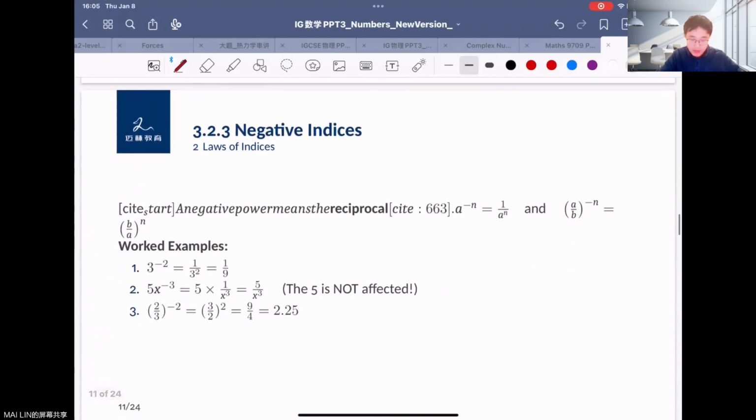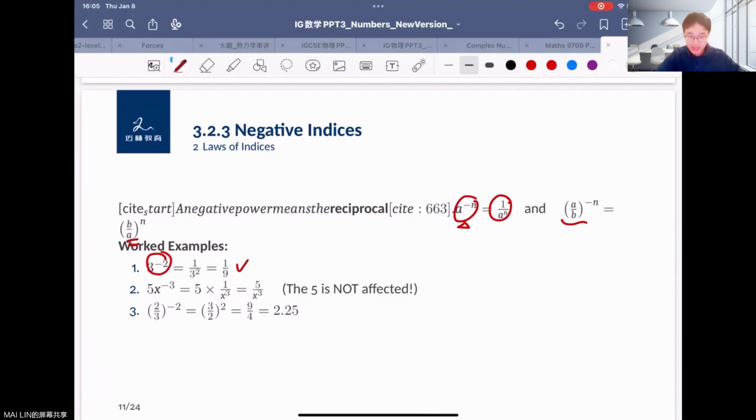Here is another definition about indices, negative indices. We define the negative as a fractional number. Here we have a^(-n), and the final answer is 1 over a^n. If we have (a/b)^(-n), that means we have to reverse the fraction, so it becomes (b/a)^n. For example, 3^(-2): we first take 3 squared and then reverse it, so it becomes 1 over 3 squared.